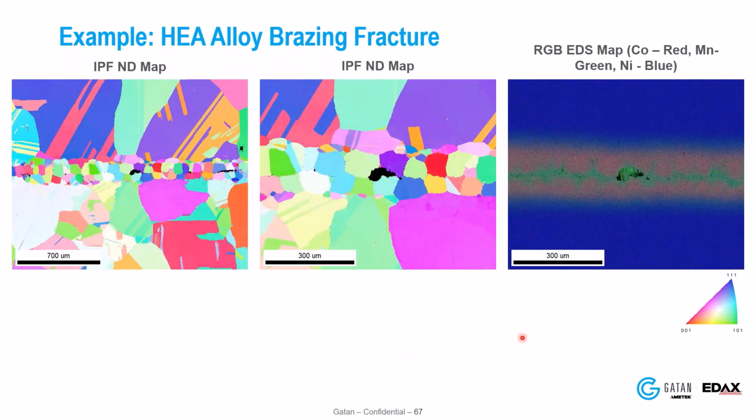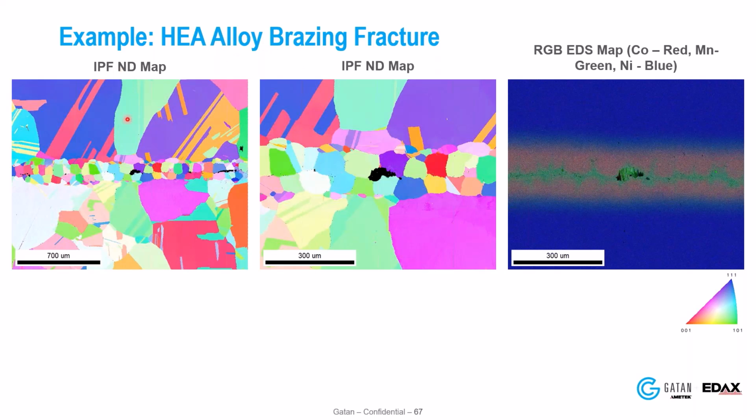Okay, so now what I wanted to show is from a high entropy alloy sample. This is from a brazing fracture. This is a sample before fracture, just showing the microstructure we're looking at. This is a nickel alloy on the top and bottom, and it's been brazed together with this high entropy alloy.